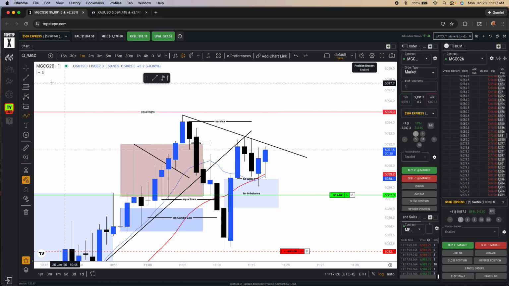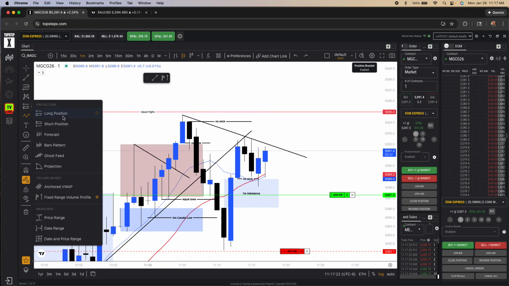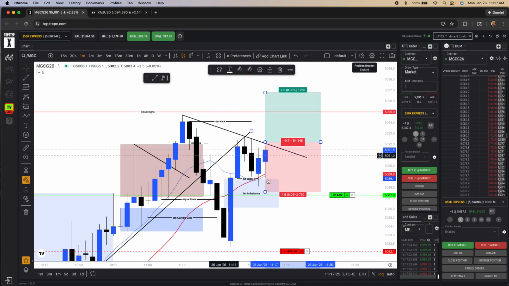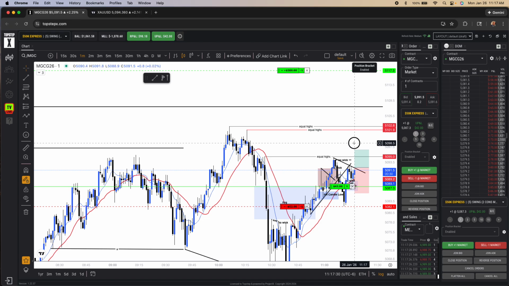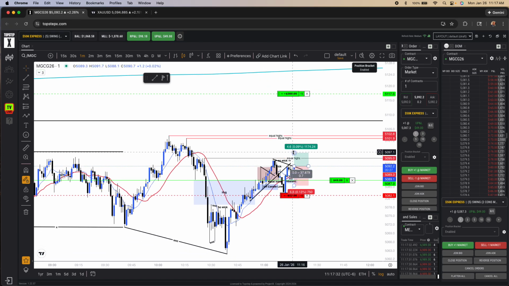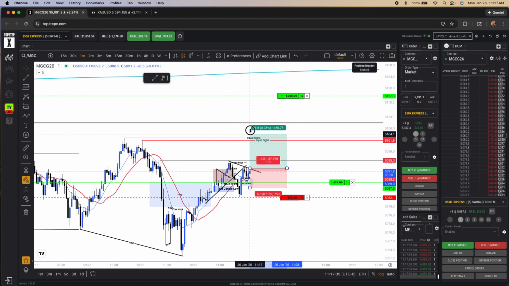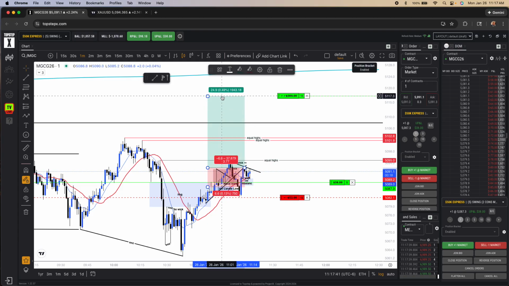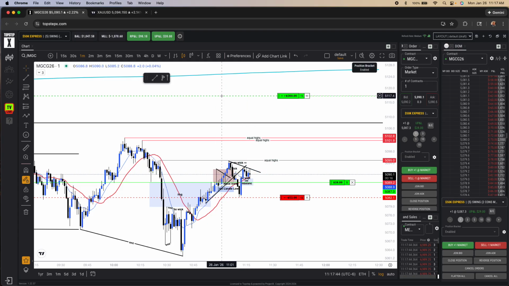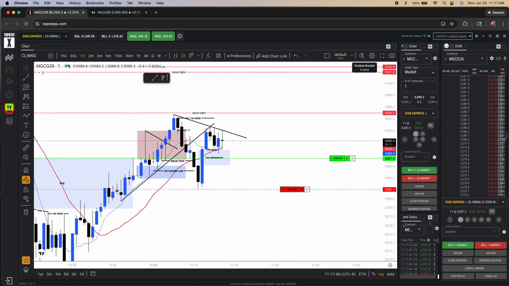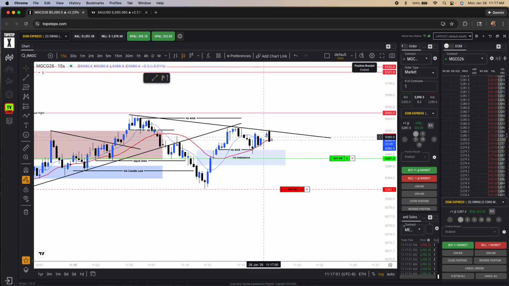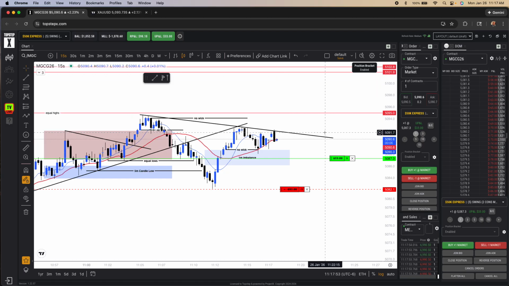So once again, if I wanted to be greedy, which I do not, you could take a breakout right here as well. But the goal is not to be greedy, but to be conservative, take smart risk to reward trades, and then let the market play out. So that is where we're at right now. We want to see this move corrective and push back to the upside.